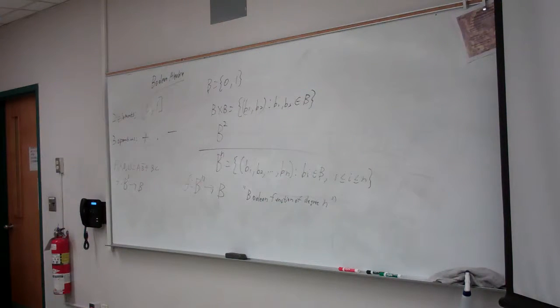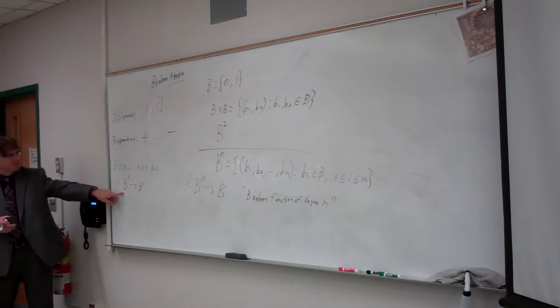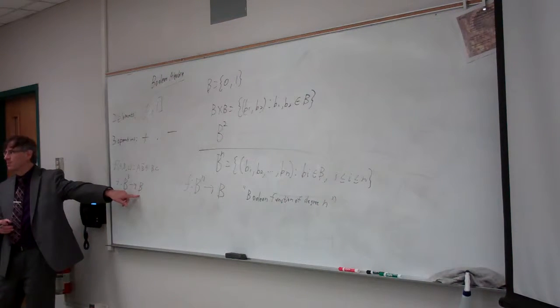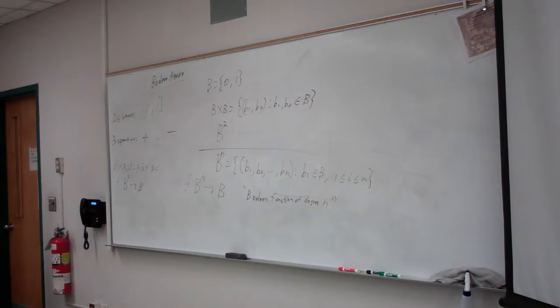And when we write a truth table, we're showing each of the elements in this set, and we're showing what it maps to. So we're just defining this mapping by showing the value of f at each point in its domain.